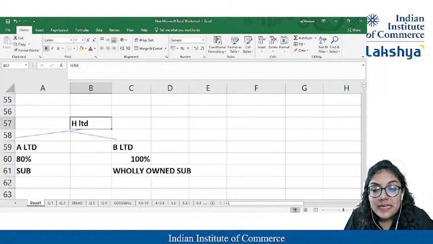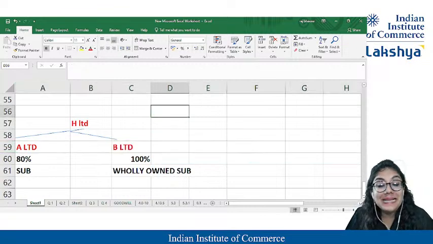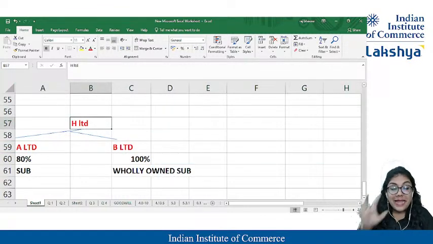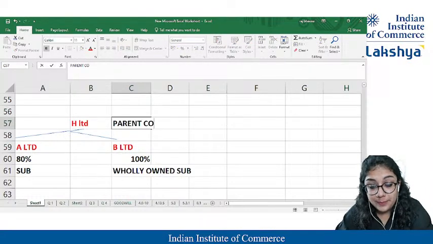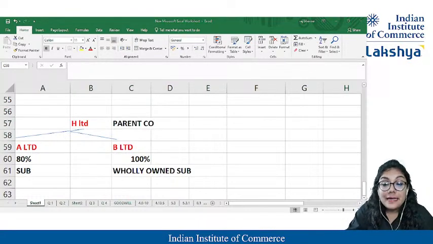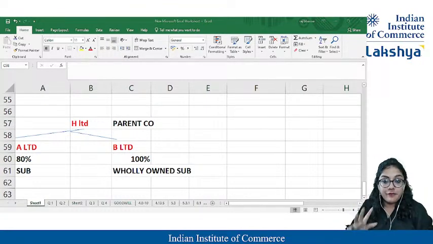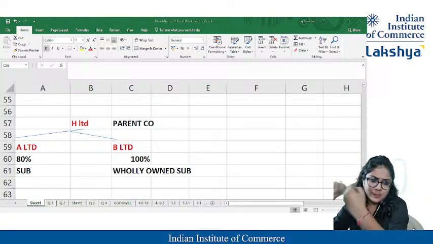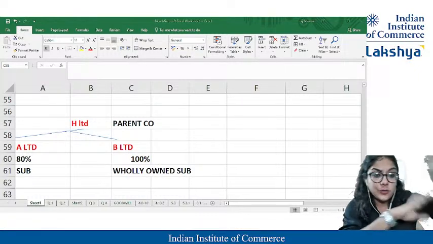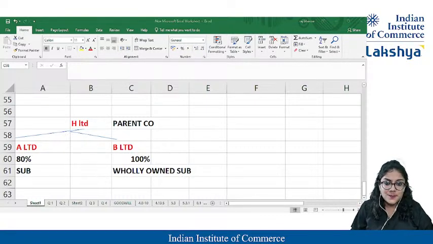So, can you tell me what will be the relationship of H with A and B? Or will there be any relationship? I'll tell you. H Limited will be known as a parent company, and it is the responsibility of the parent company to prepare its financial statements. Suppose H Limited makes its financial statements, A Limited makes its financial statements, B Limited also makes its financial statements.